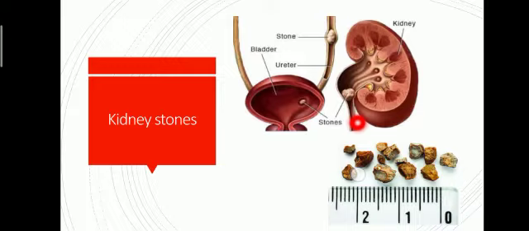Symptoms can be severe pain at the back or lower abdomen, pain during urination, urge to urinate frequently, nausea and vomiting. And how can it be prevented? By drinking plenty of water, avoiding a high protein, sugar or salt diet, medication to relieve pain, and medical procedures to remove stones. So such type of treatment and prevention we can go through, so that the kidney stones can be treated properly. So hereby we completed the chapter.